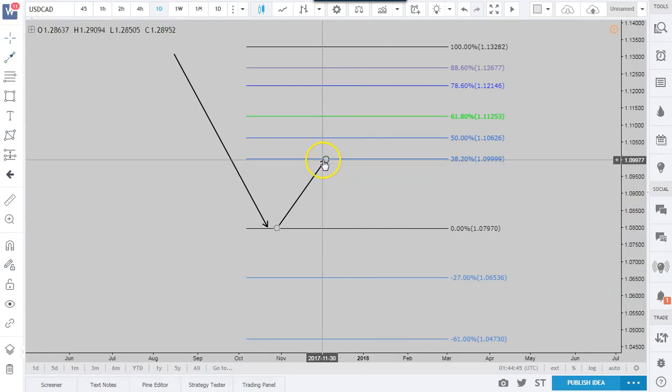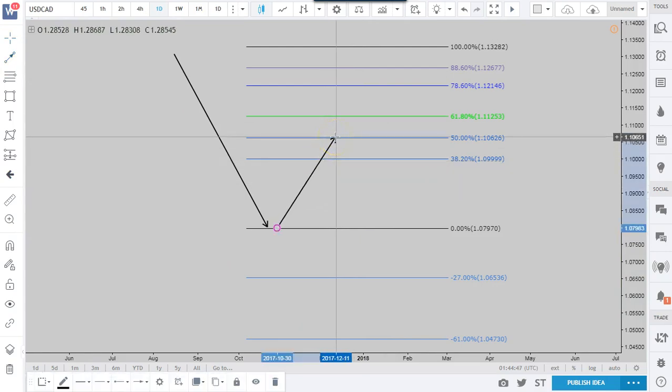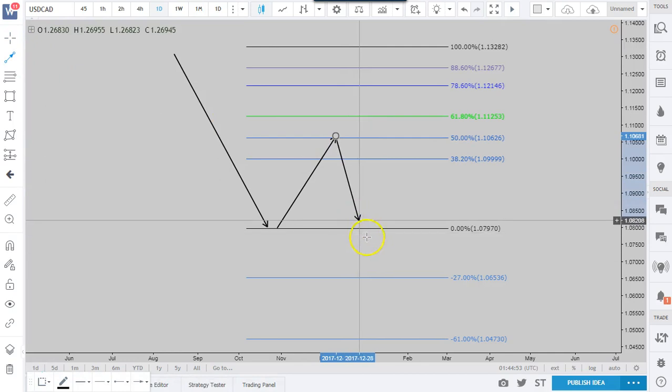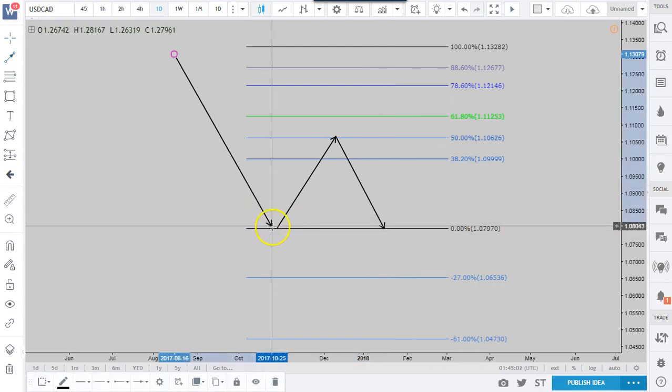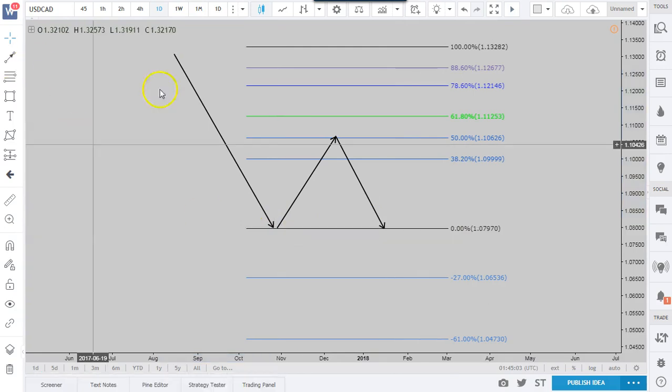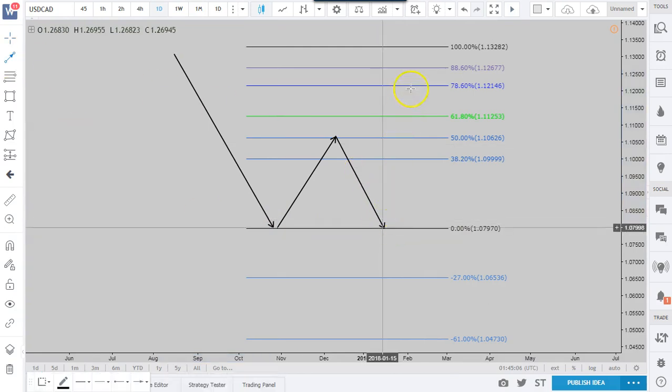We expect price to either hit this 50.0 and rally to the downside. Sometimes price could even stop at the 0.0% fib region and give us a double top. This one is not an advanced pattern, this one is just a normal pattern.